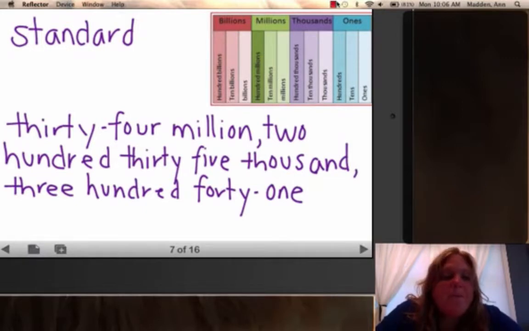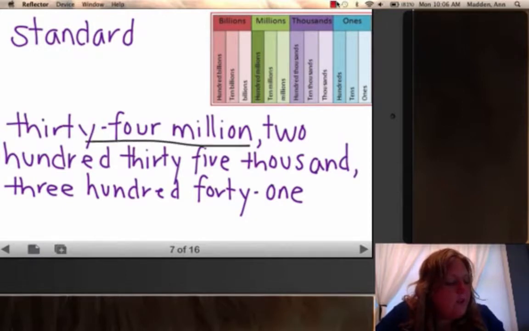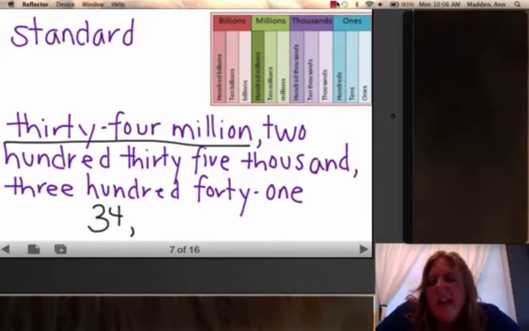Here's a much longer one. 34,235,341. My first place value I hear is million. 34 million. Now you're probably saying to yourself, well, Mrs. Madden just said that you need 3 digits per place value. You do, unless it's the first period. You could write it like this, but that would just look a little goofy. So I'm going to take that off, and I'm going to leave it just at the 34.